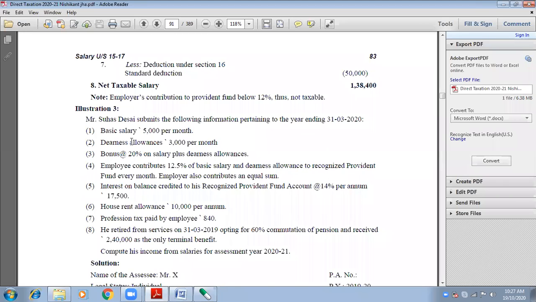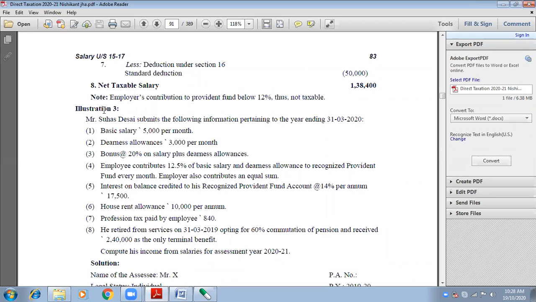Interest on balance credited to RPF account at the rate of 14% per annum, and the amount is rupees 17,500. Now, the total amount of interest credited to the RPF account is 14%, and the amount is also given, 17,500. You remember the interest is also income for an employee. It will be shown here only, in the income from salaries.